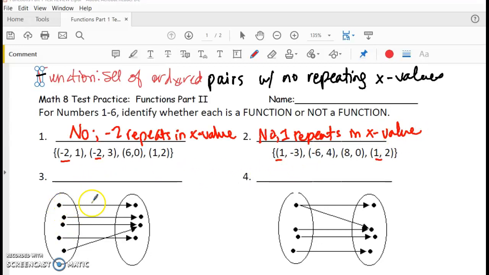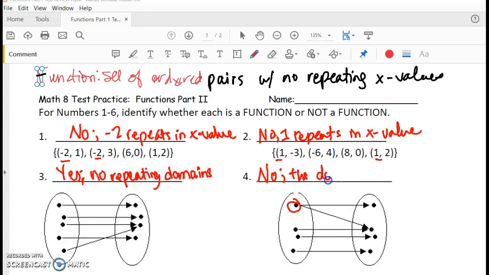All right, so we have this going to 1, going to 1, all right. Yes. No repeating domains, which is the same thing as x values, y'all. None of these repeat. Here, look at there. You can't cheat. No cheaters. No. Domain repeats. You can't cheat. Get your life together.